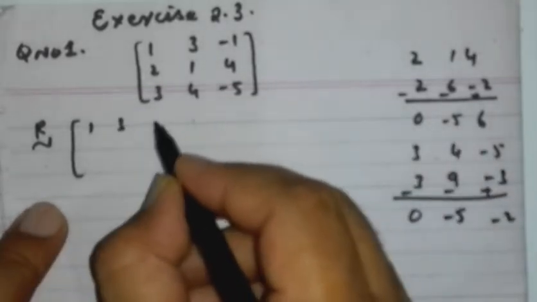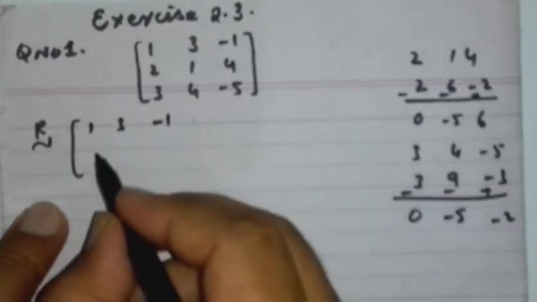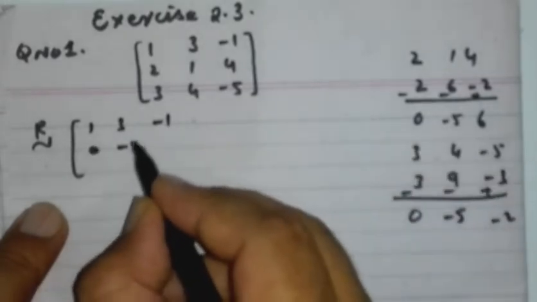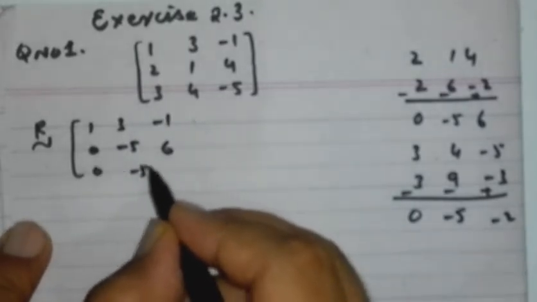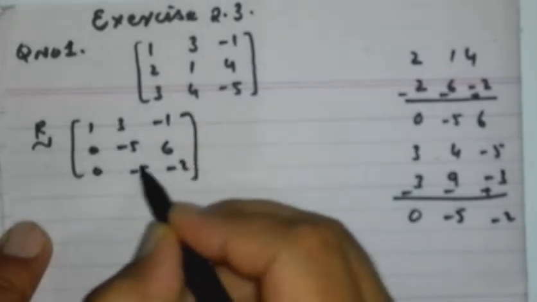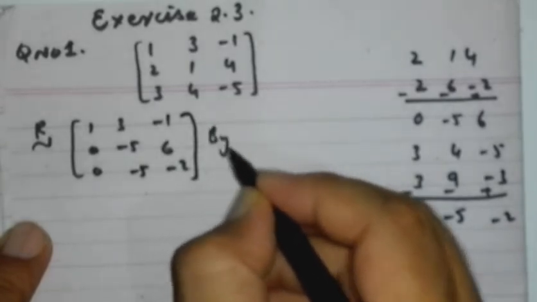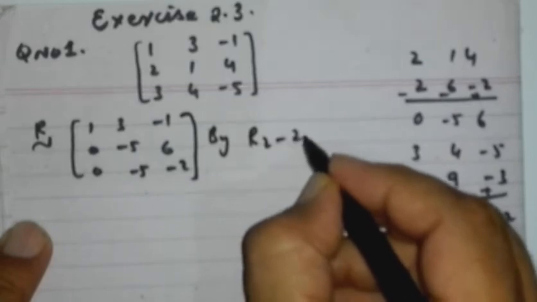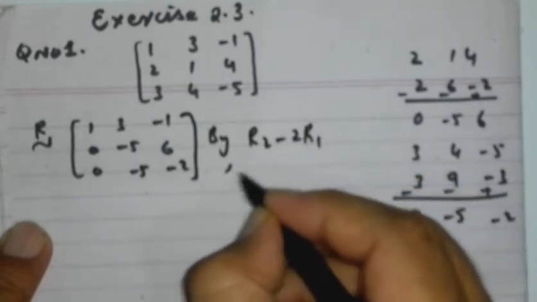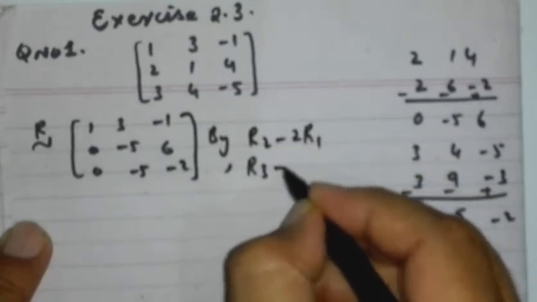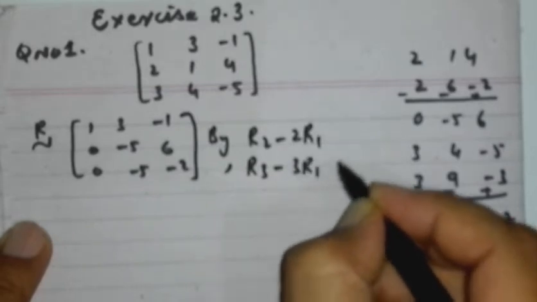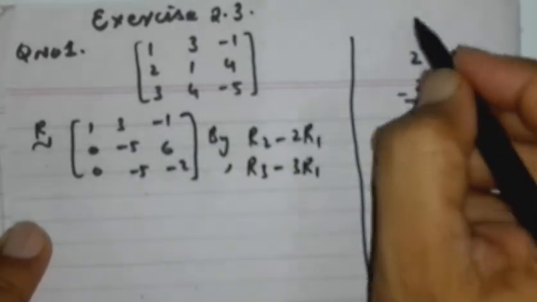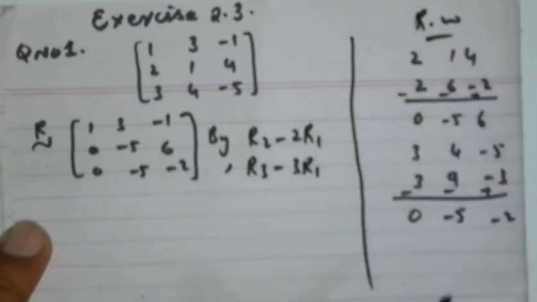So now write 1 3 minus 1 in its place, and 0 minus 5 and 6, and 0 minus 5 minus 2. How did we get it? By row 2 minus 2 times row first, and row 3 minus 3 times row first. This is rough work.